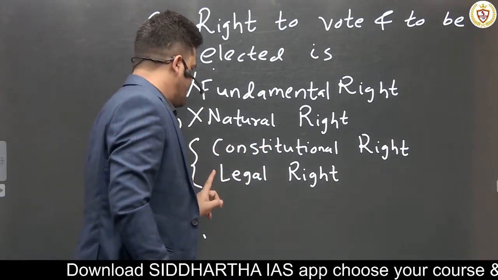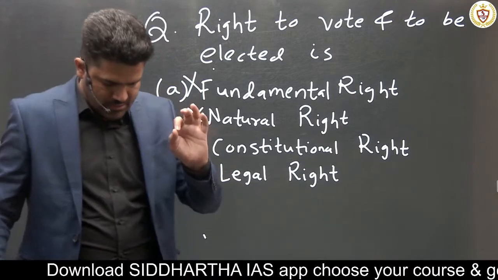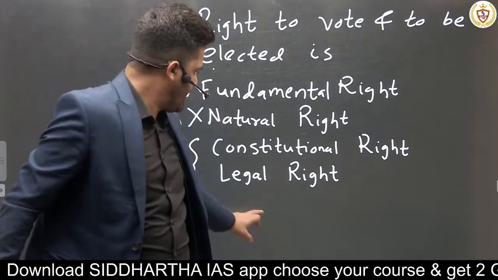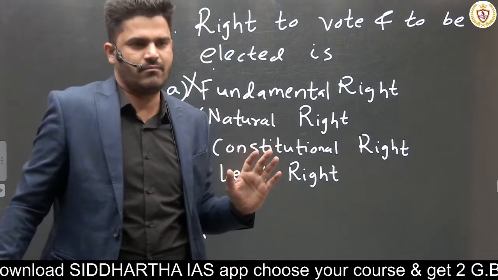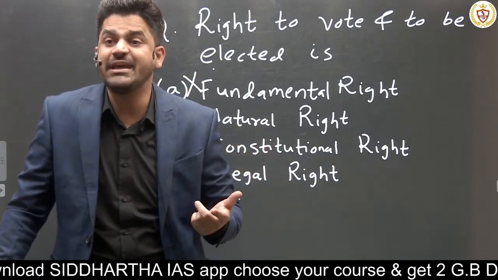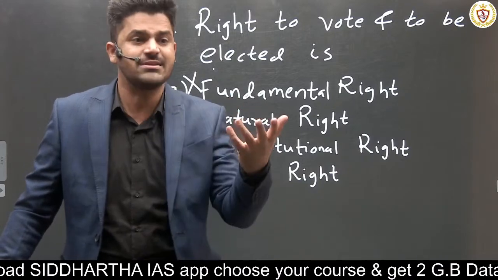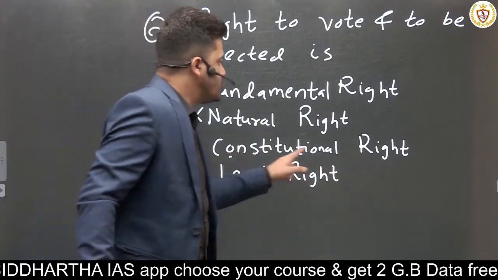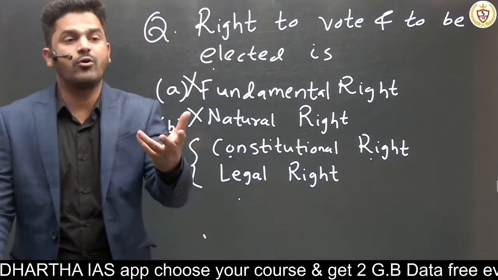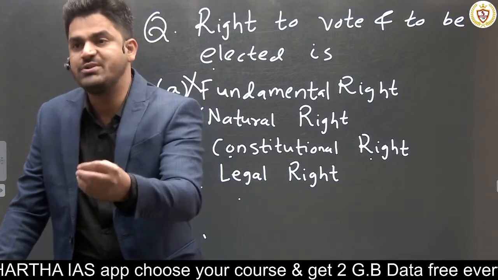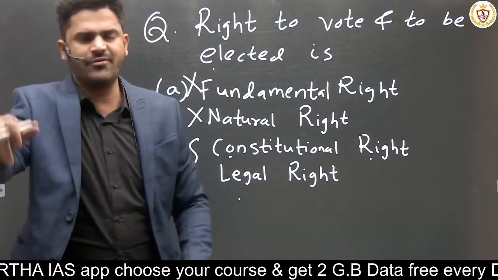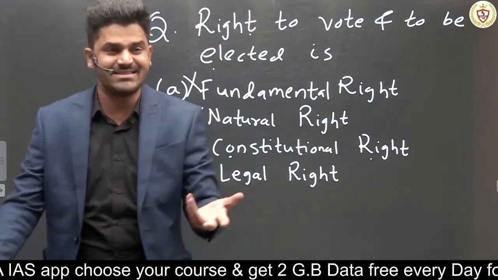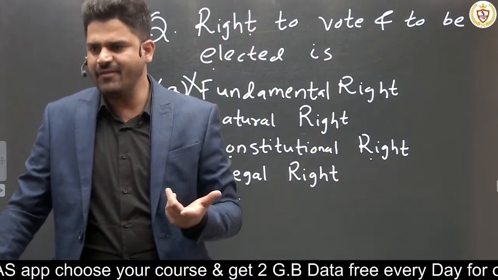Now the question is, in simple words, right to vote and to be elected is a legal right. Definitely it is a legal right. Why? Because it is mentioned in the Constitution, which is a legal document. But there is another option, constitutional right. What are constitutional rights? Constitutional rights are those rights which are mentioned in the Constitution itself. Is right to vote mentioned in the Constitution? Is right to be elected mentioned in the Constitution? Yes, it is.